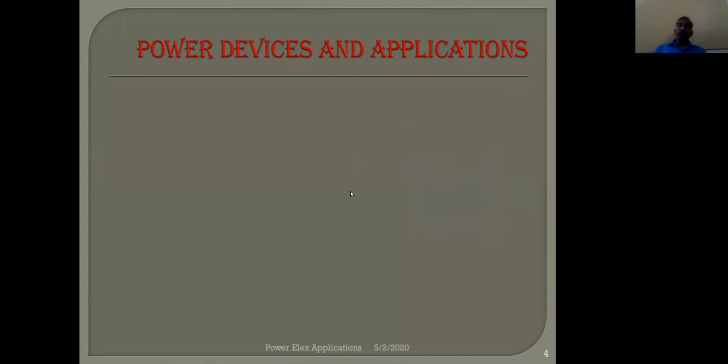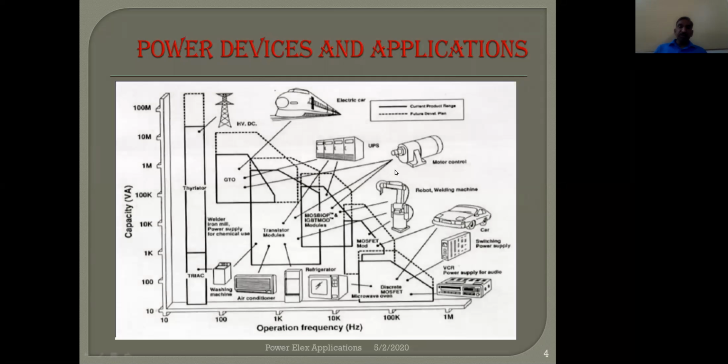Then the range of devices and applications, it's like on the y-axis we do have capacities in VAs or in watts, on the x-axis their operating frequency. Because communication based applications are high frequency but low power applications, whereas distribution, electrical car, locomotives, metros are higher capacity and low to moderate frequency applications.